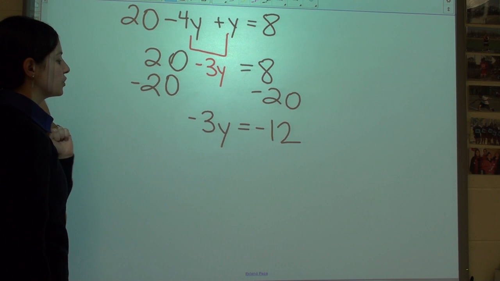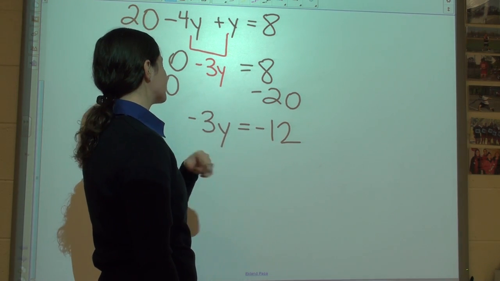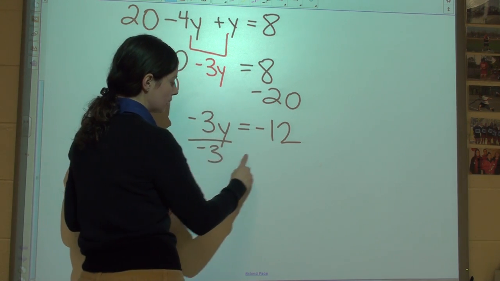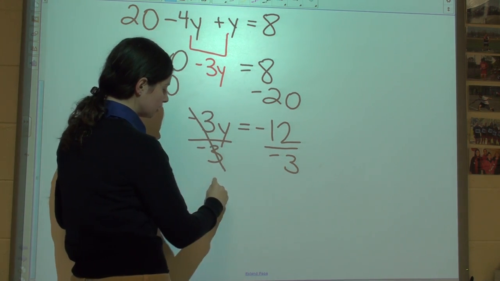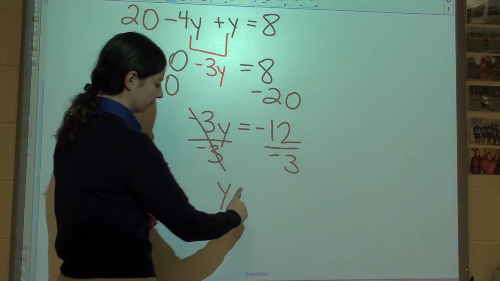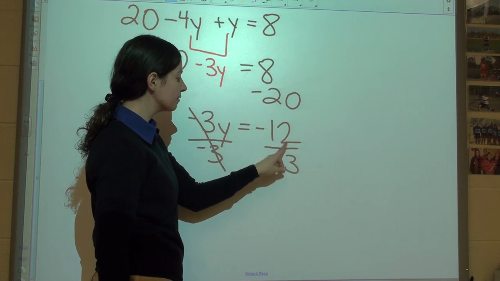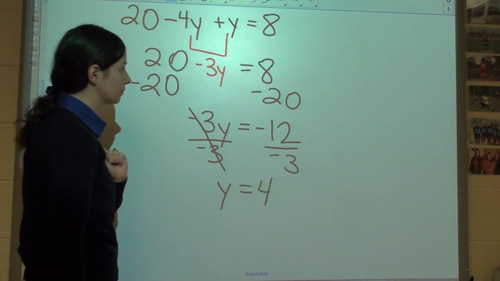The next thing I need to do: I have negative 3 times y. In order to get y by itself, I'm going to divide, since the opposite of multiplication is division, by negative 3. My negative 3s cancel, leaving me with just y. Remember, negative 12 divided by negative 3, a negative divided by a negative, is going to be a positive 4.